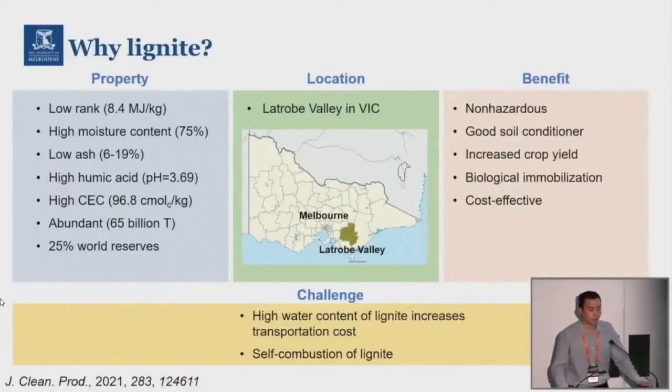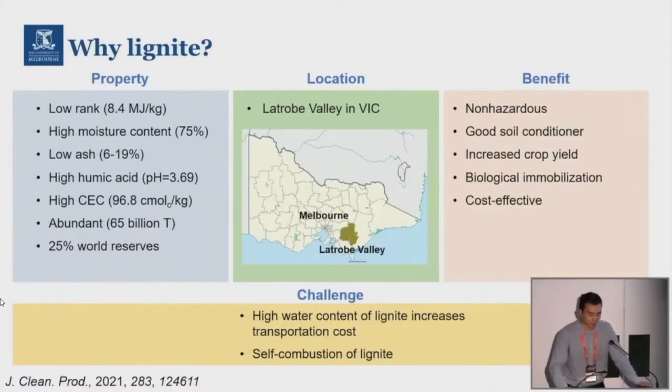So why do we choose lignite? Lignite is a low-rank coal which has a very low energy value. It has a high moisture content, low ash, and it also has high humic acid and a high CEC. Those properties make it an excellent material for ammonia adsorption. And lignite is abundant in Victoria, for example, the Latrobe Valley accounts for 25% of the world's lignite reserve. On top of that, lignite has many benefits. For example, it's non-hazardous and it can be used as a soil conditioner, which increases crop yield.